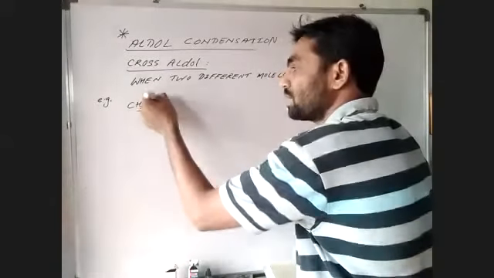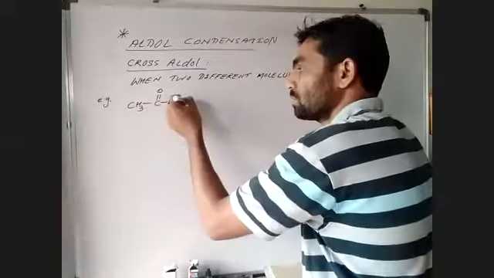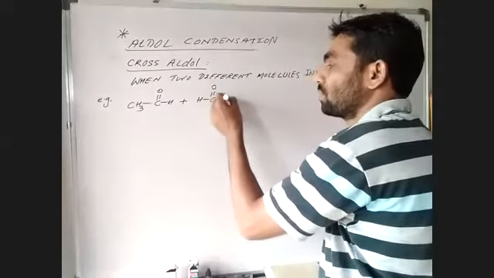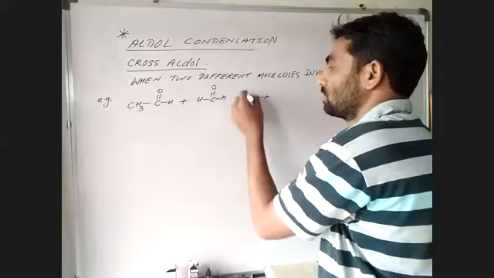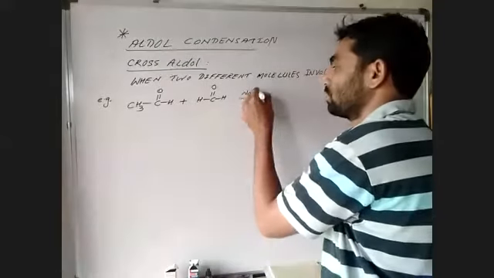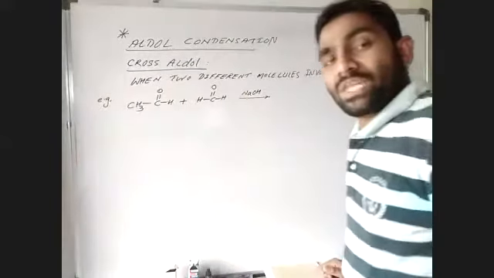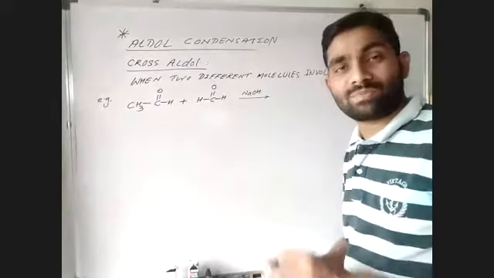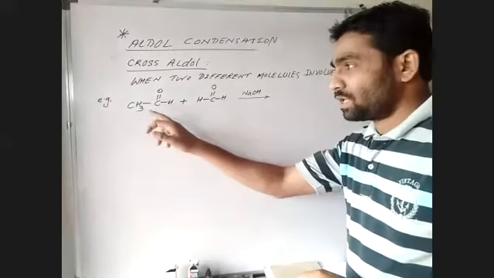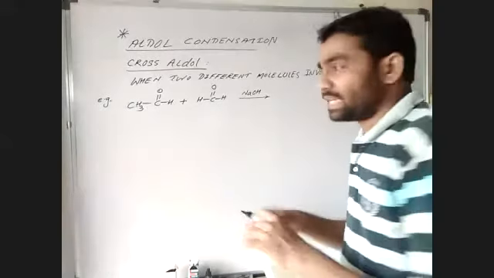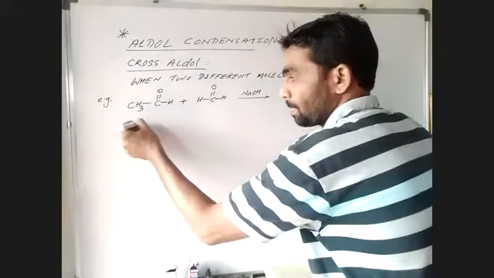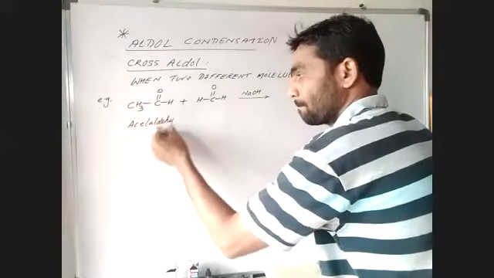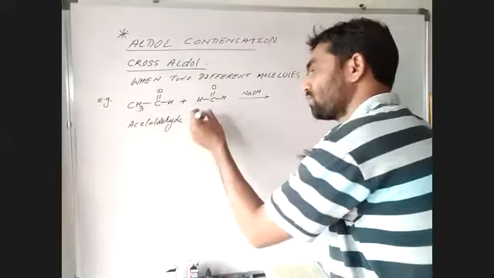So now you see here, a very good example of cross aldol. So now it is very easy to write the product. But you tell me, this is the acetaldehyde, and this is formaldehyde.